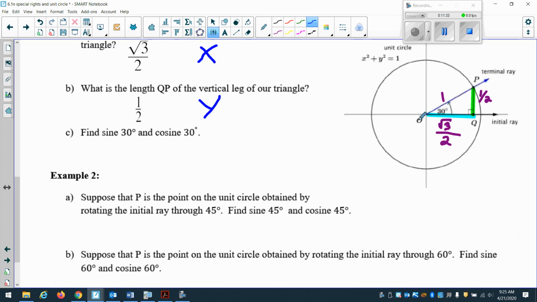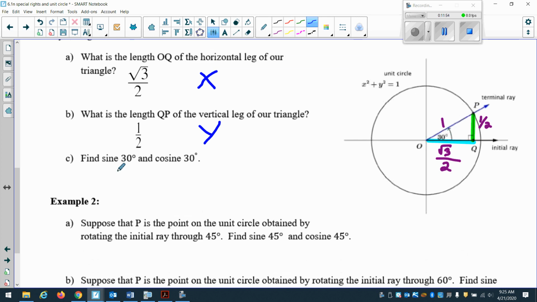So the sine of 30 degrees, opposite over hypotenuse, is 1/2. The cosine of 30 degrees, adjacent over hypotenuse, is √3/2 over 1. So the cosine of 30 is √3/2. So again, sine represents what values? Your y values. Cosine is represented by your x values. Okay, so sine of 30 degrees is 1/2. Cosine of 30 degrees is √3/2.